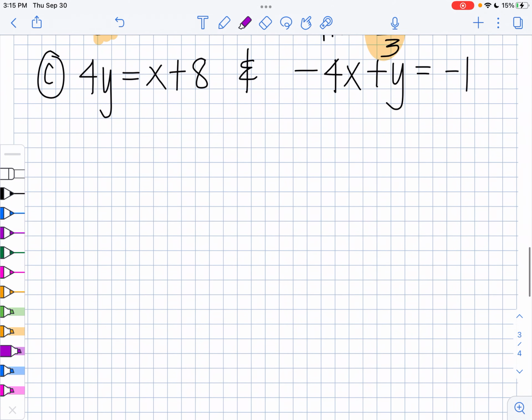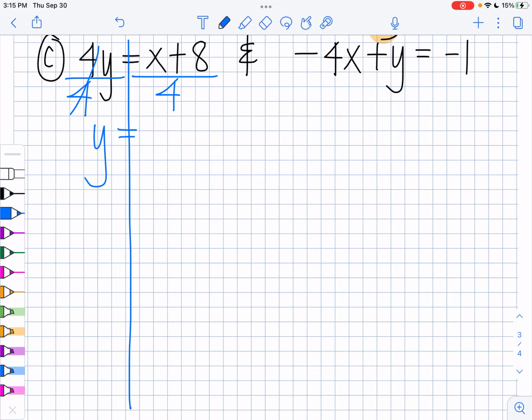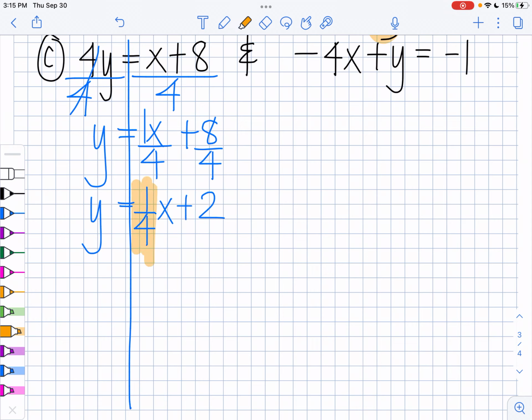Okay, last example down here. We want to get y on a side by itself. So I'm going to draw a line down the middle. I need to get y on a side by itself, so I'm going to divide both by 4. I get y is equal to x over 4 plus 8 divided by 4, or there's a 1 really right here, so I'm going to write this as 1/4 x plus 2. So my slope right here is equal to 1/4, and my y-intercept is equal to 2.